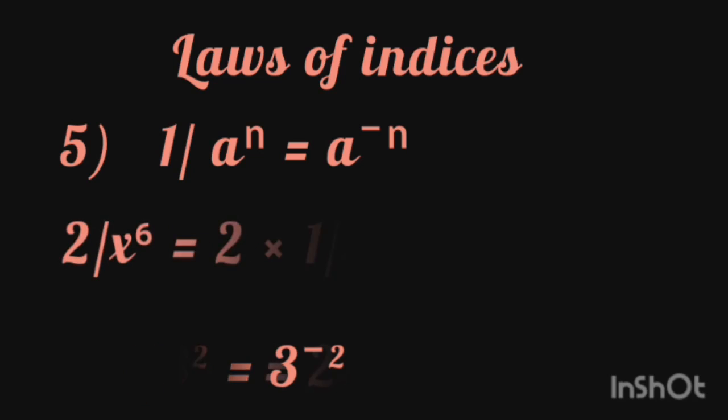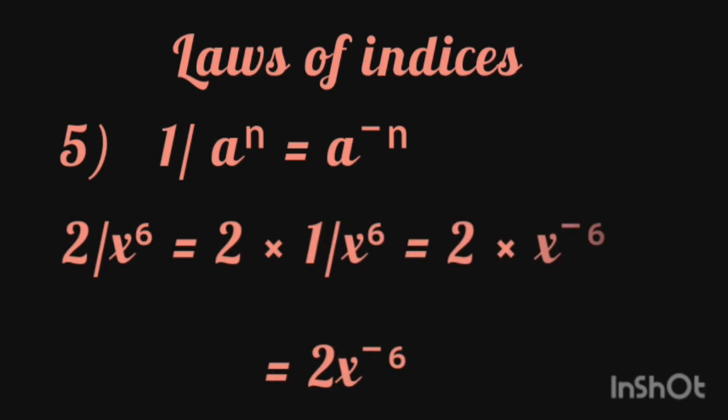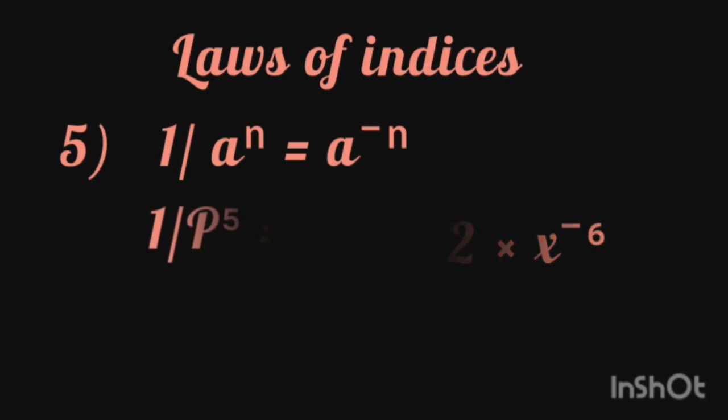So we are going to be seeing another example. 2 all over x raised to the power 6 is the same thing as 2 times 1 over x raised to the power 6. So 1 over x raised to the power 6 is the same thing as x raised to the power minus 6. So 2 times x raised to the power minus 6 will give us 2x raised to the power minus 6. Another example, we have 1 over p raised to the power 5. So remove the 1, you just put a negative sign in front of the index. We have p raised to the power minus 5.